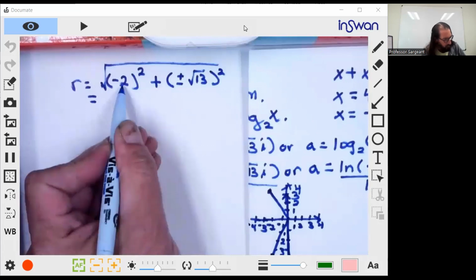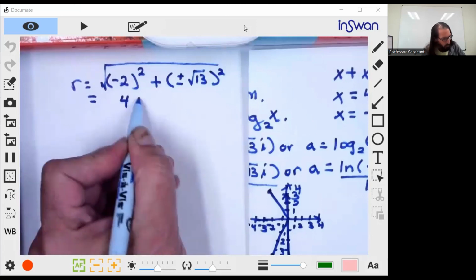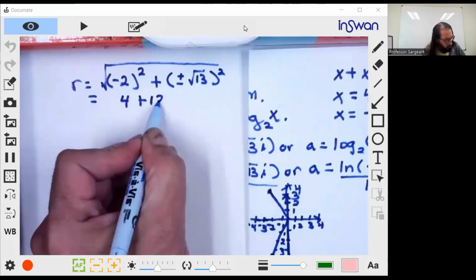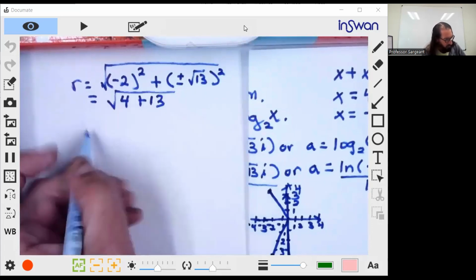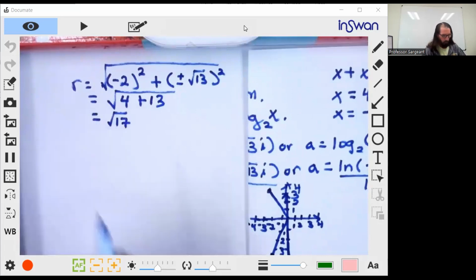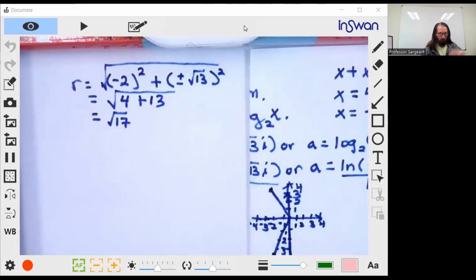Squaring a negative, squaring a square root, whether it's positive or negative, and our radius is the square root of 17. So that 17 that we saw earlier has returned.